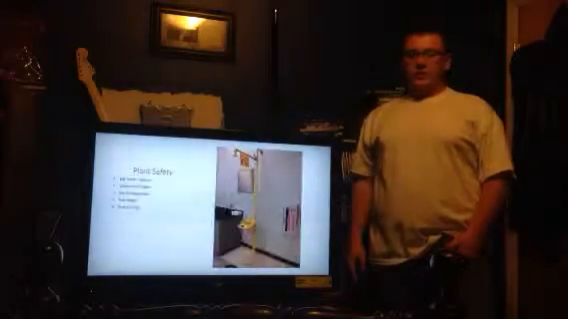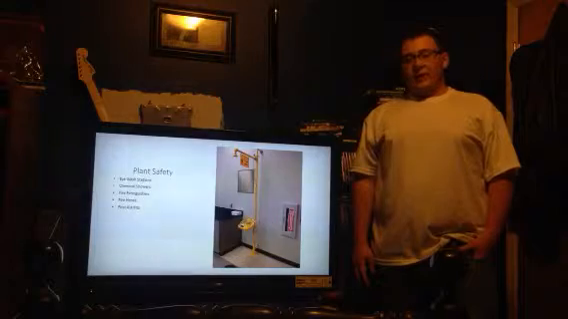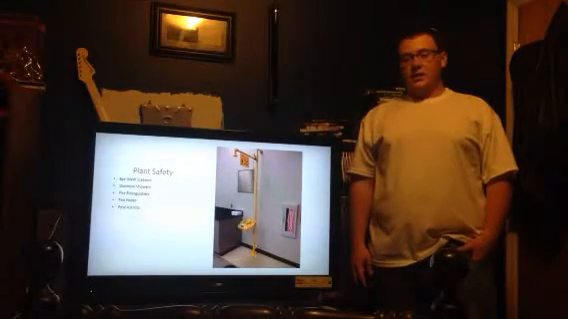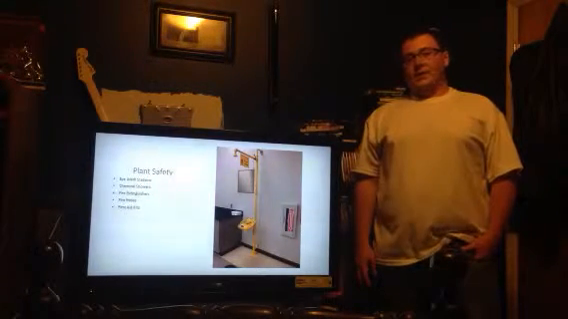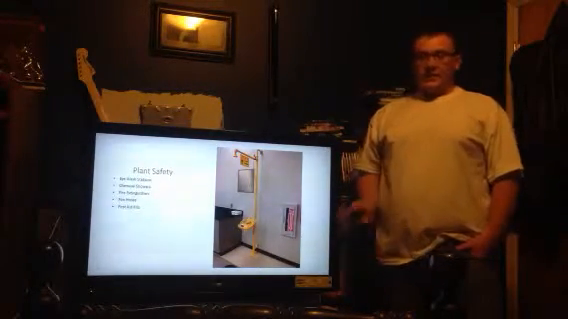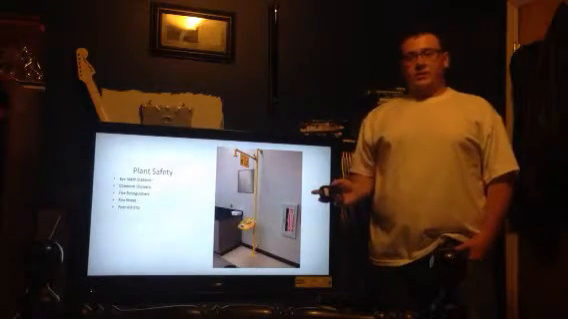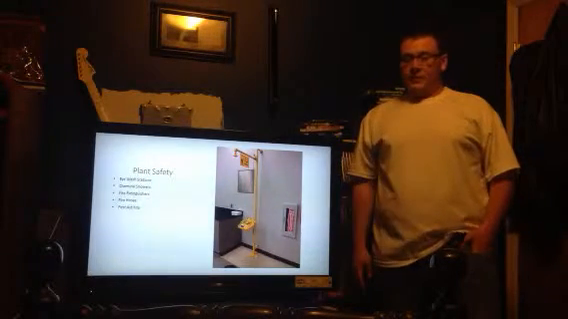First, I'm going to go over plant safety, and every plant has eye-wash stations, chemical showers, fire extinguishers, fire hoses, and first aid kits. This is a picture of a chemical shower and an eye-wash station together, and beside it is a fire extinguisher.